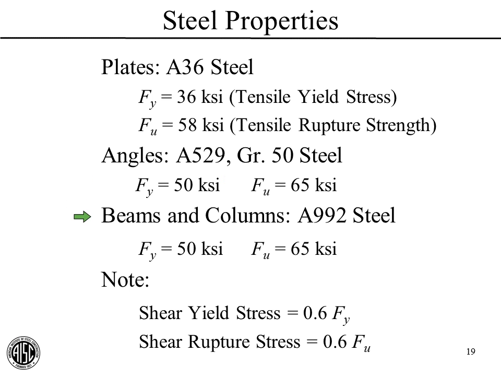Okay, for beams and columns, we have our familiar A992 steel. Now, in many of our limit states, we're going to be checking either shear yielding or shear rupture. So we need a shear yield stress and a shear rupture stress. So we take the corresponding uniaxial value, Fy or F sub U, and multiply by 0.6 for both of those.